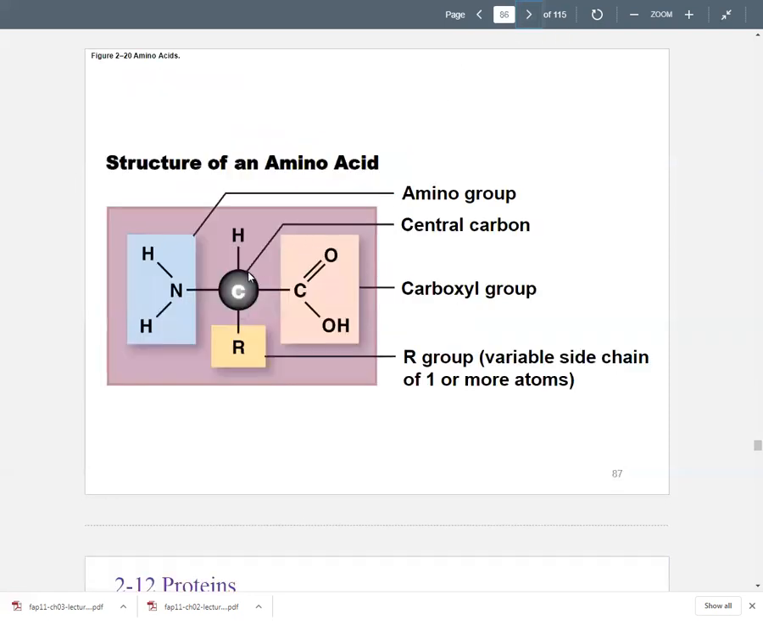All right, so here's what that looks like. Here's your central carbon atom. Here's your amino group, your NH2, your hydrogen atom, your carboxyl group, and your R group, your variable side chain. This is what changes.